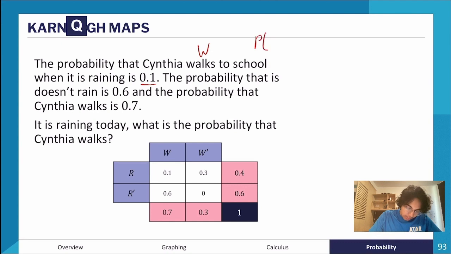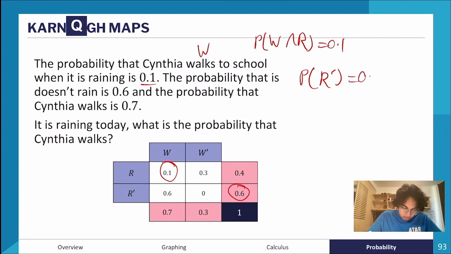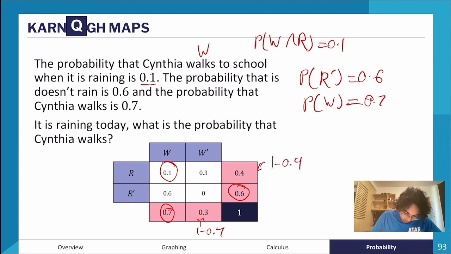So this says the probability that Cynthia walks to school when it is raining. This is an intersection event: she's walking to school and it's raining. So that must be the intersection event, and that goes there. The probability that it doesn't rain is 0.6, so the probability of the complement of rain is 0.6. That goes in that box there. And the probability that Cynthia walks, the probability of W, is equal to 0.7. So this goes here. The rest of it you can work out. Here, this is just 1 minus 0.7. This is just 1 minus 0.4. 1 minus 0.6. And then here, you can work this out by 0.4 minus 0.1, and so on.